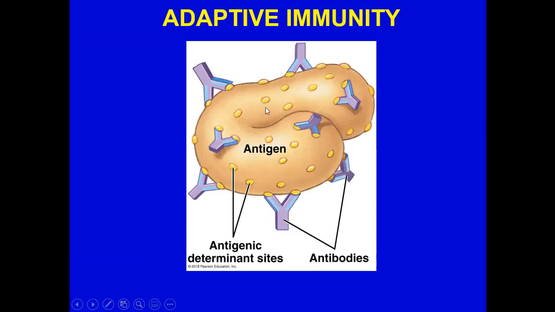Okay, now here's what I'm talking about. Because you have, let's say, lots and lots of antigenic determinant sites on some bacteria or fungal cells or whatever, you're going to have different types of antigens here, and so you will end up with the possibility of having multiple antibodies specific to this antigen or this antigen or this one, etc.